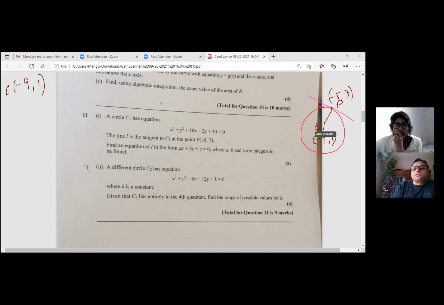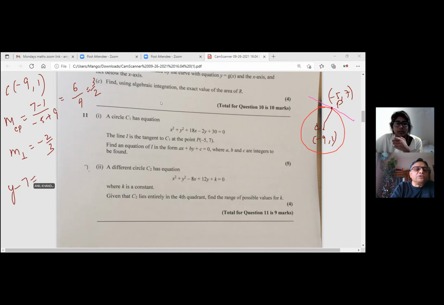So slope of CP, m_CP, is what? y2 minus y1, which is 7 minus 1, over -5 plus 9. That gives you 6 over 4, right? Which is 3 over 2. So slope of tangent will be perpendicular to this, which is going to be -2 over 3. And therefore, the equation will be y minus the y value of the point, which is 7, equals m, which is -2/3, times x minus the x value, which is -5.